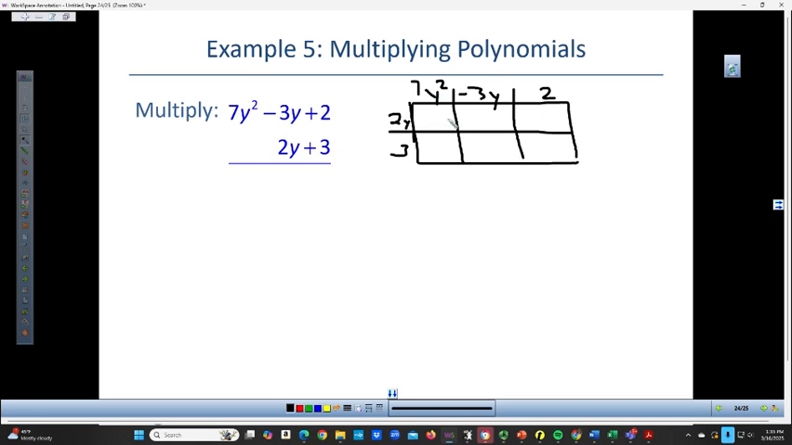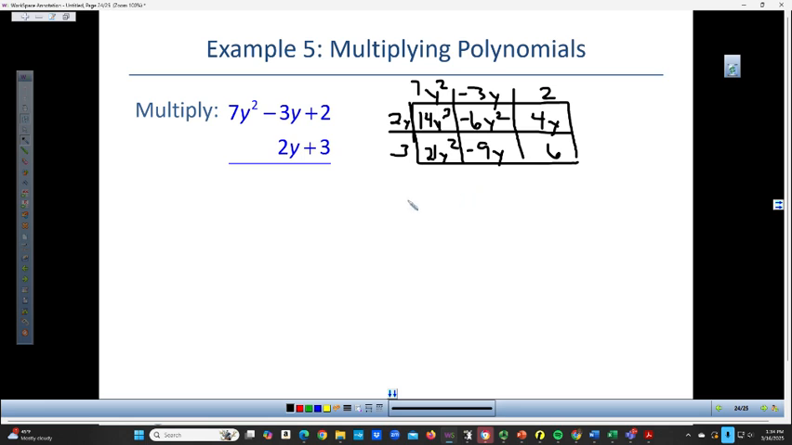And now I'm going to just multiply those outside numbers. So 14y cubed, 21y squared, and then 2y times negative 3y is negative 6y squared. 3y times negative 3y, negative 9y. 2y times 2 is 4y. 3 times 2 is 6.